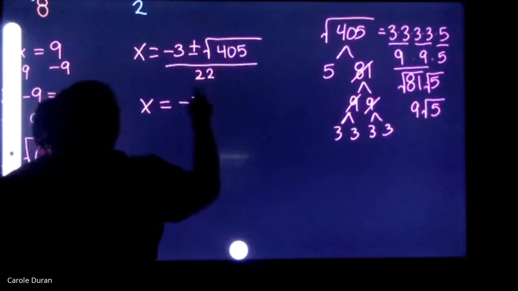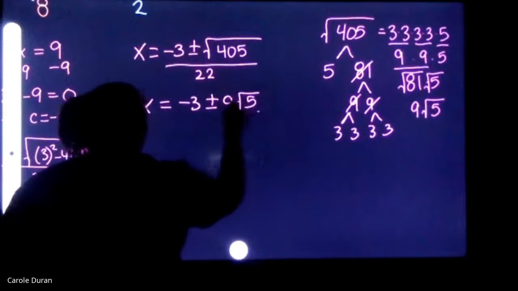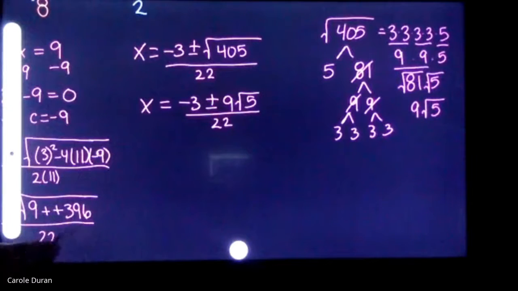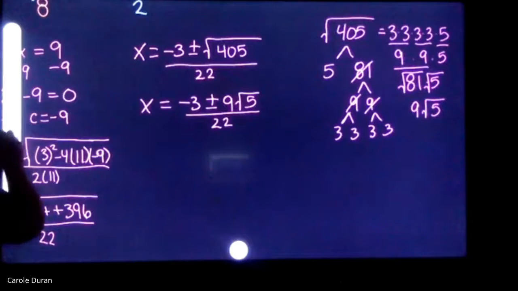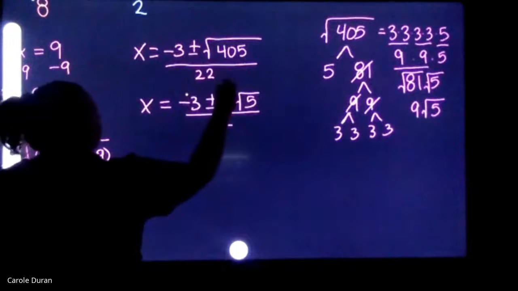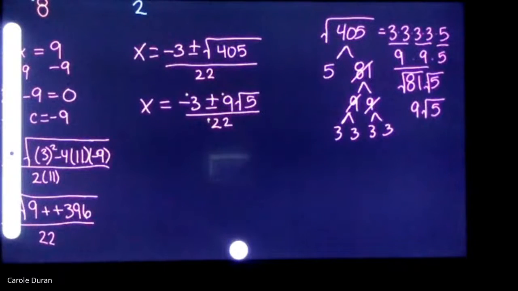So I have negative 3 plus or minus 9 root 5 all over 22. Once I've gotten this far, I look to see if I can simplify this farther. So I ask myself, what number comes out of -3, 9, and 22? The answer is there are none. There's no common factor between those three terms, so I cannot simplify that, which means that this is my answer.